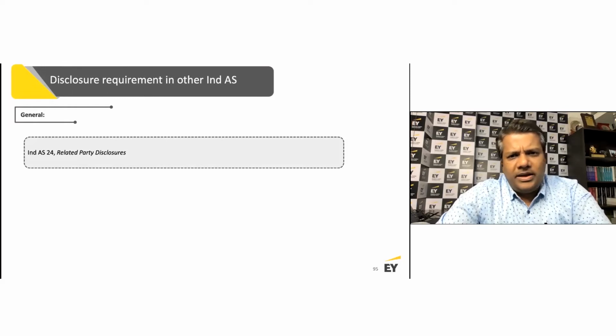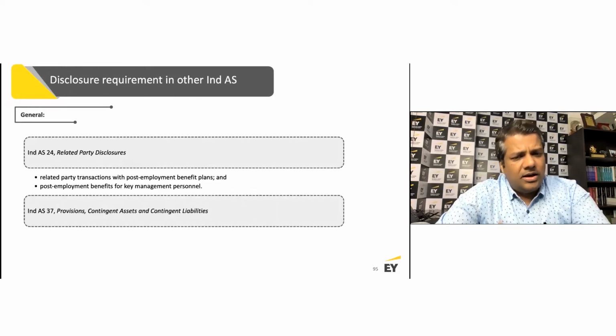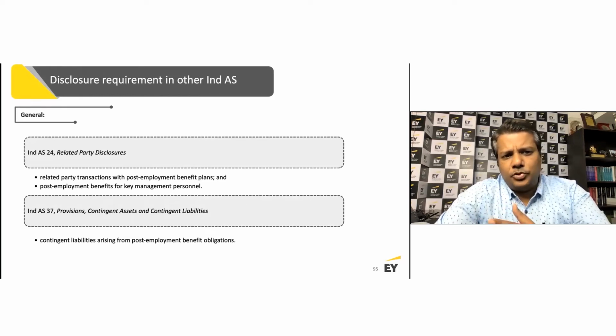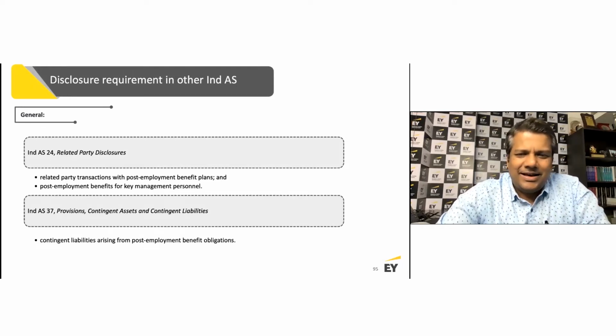And then there could be some related party disclosures, if there are related party transactions with post-employment benefit plans, or post-employment benefit for key managerial personnel. There could be related disclosures from contingent liabilities, from post-employment benefit obligations. So, a whole host of disclosures is what we need to look at.